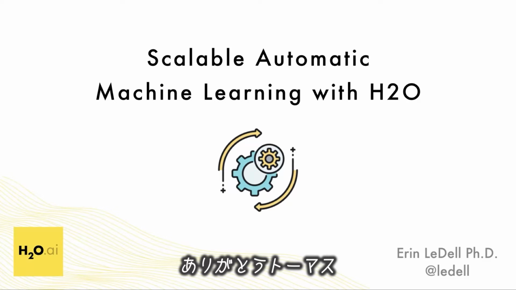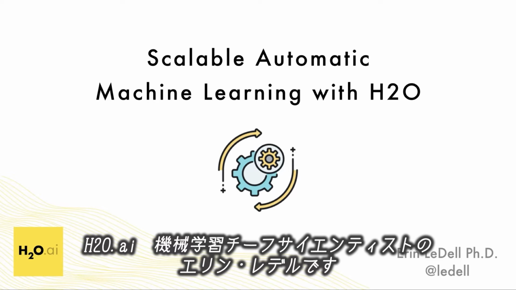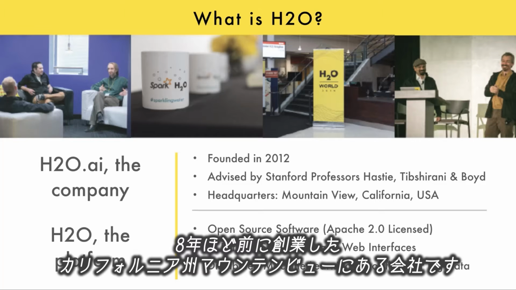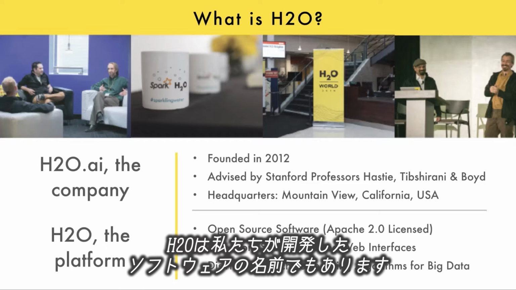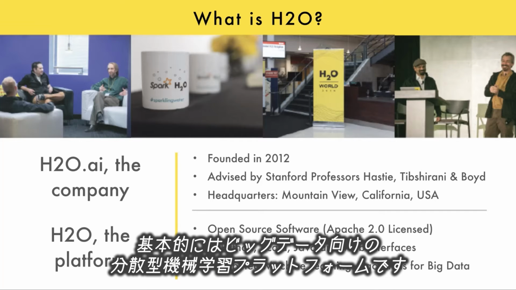Thank you, Thomas. And today I'm going to talk about scalable automatic machine learning with H2O. My name is Aaron Liddell, and I'm the Chief Machine Learning Scientist at H2o.ai. And just briefly, H2o.ai is the name of the company that I work at. We're in Mountain View, California. Been around for about 8 years now. And H2O is also the name of the software that we produce. So it's open source. And essentially, it's a distributed machine learning platform geared towards big data.